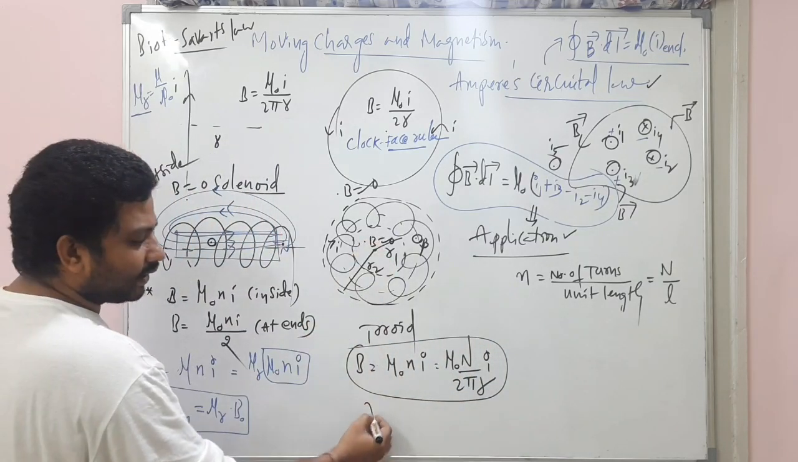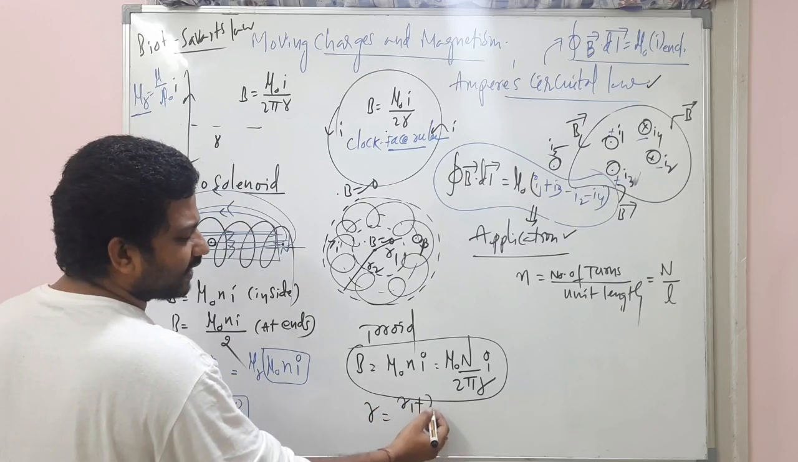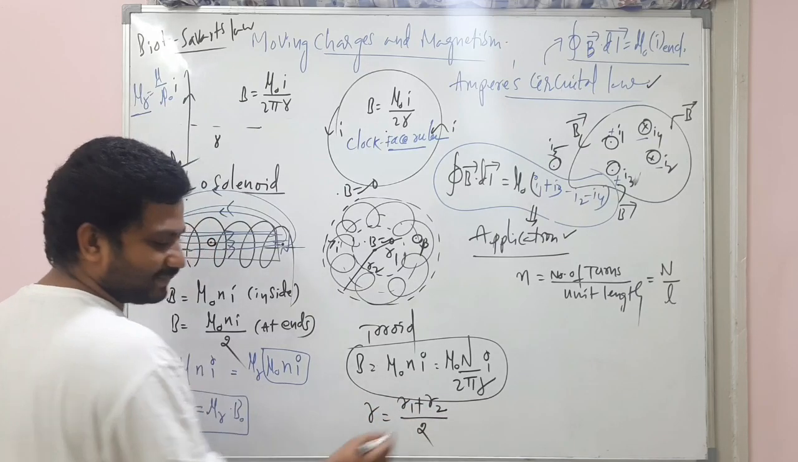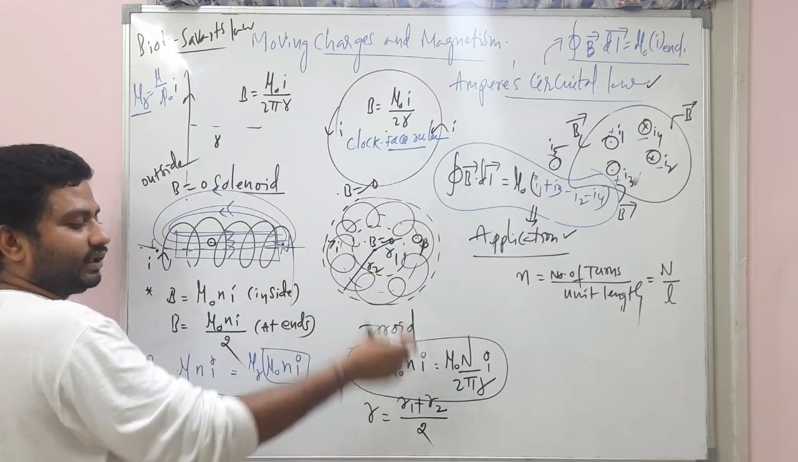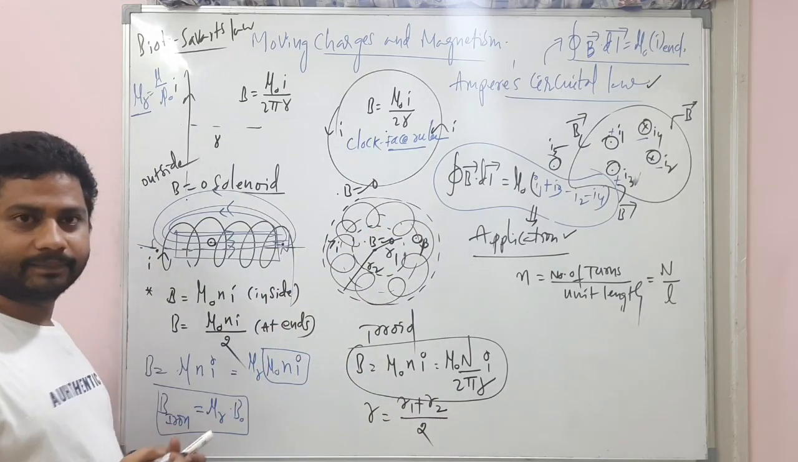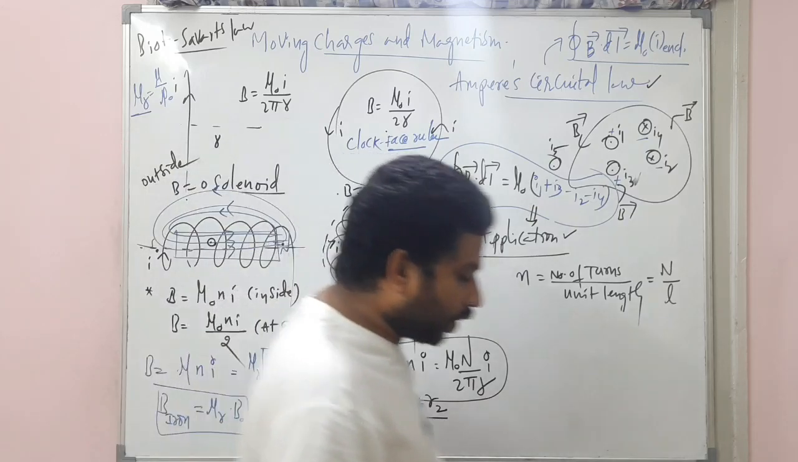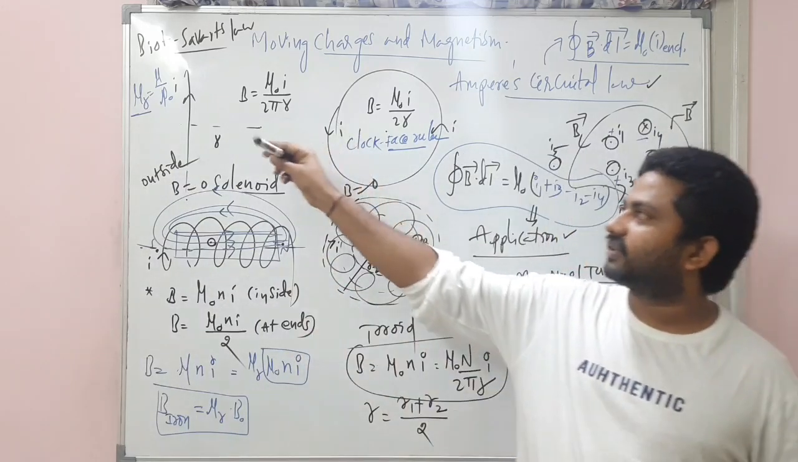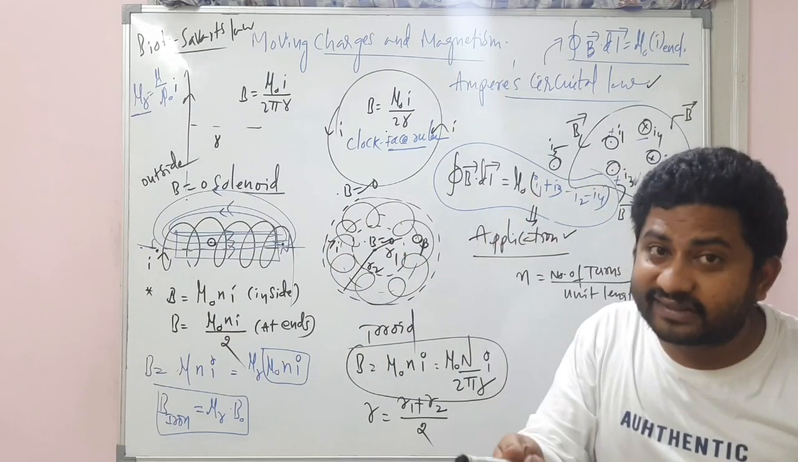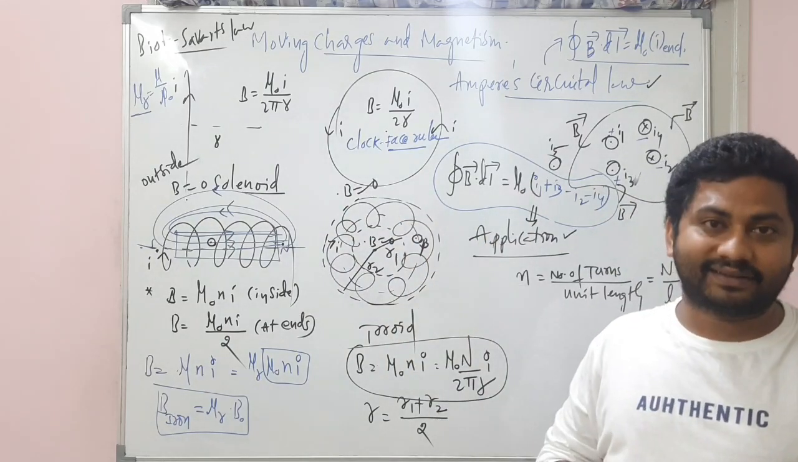And this r, if you want r, that is the average of these two radii, the external radius and internal radius. That is the important thing. Right? So this is the solenoid and this is the toroid and this is the magnetic field due to a straight wire, and there are several cases in the straight wire we have already discussed, right?